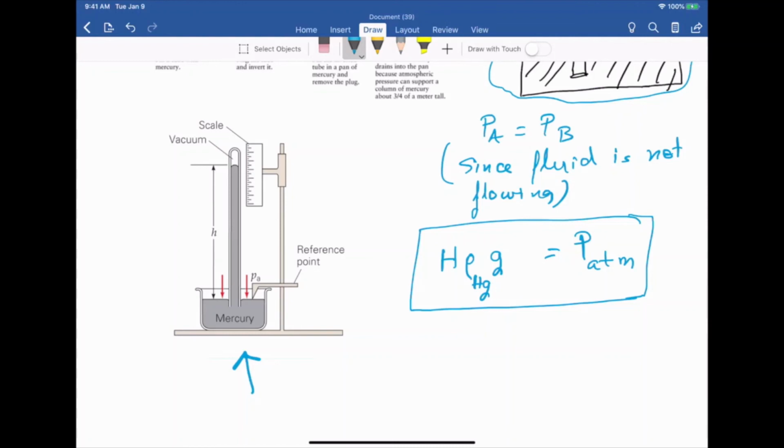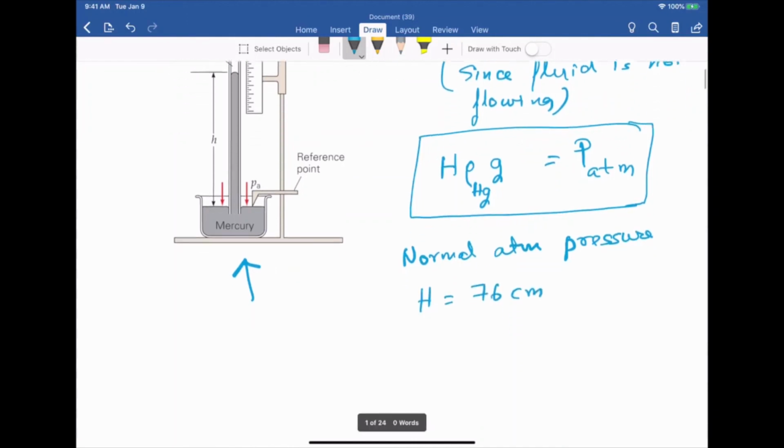So it turns out that normal atmospheric pressure corresponds to about 76 centimeters of mercury. You can easily calculate that if you set P atmospheric to be the normal atmospheric pressure, which is 101.3 kilopascals. You can look up the density of mercury, you know what the value of g is, so you can solve for H. So you can find that for normal atmospheric pressure, H is about 76 centimeters.